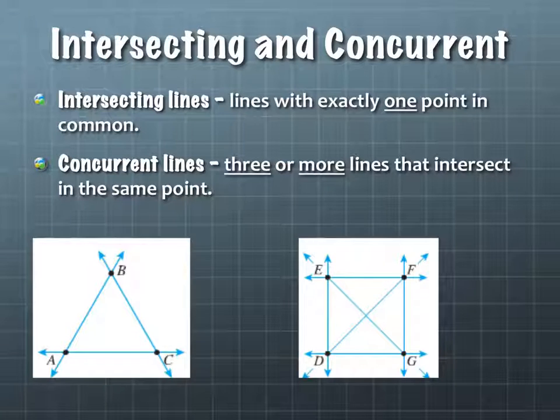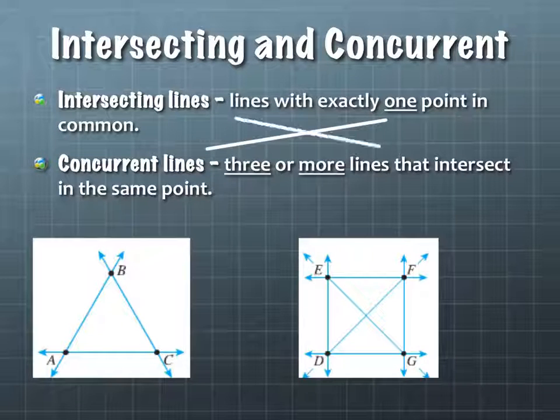All right, we say that two lines are intersecting if they have exactly one point in common. So they cross, right? Like so. And if I'm drawing lines, I need to be careful to draw the arrows on the end, otherwise I have line segments actually. So those are lines. And concurrent lines are lines where three or more lines intersect in the same point. We call that concurrent.